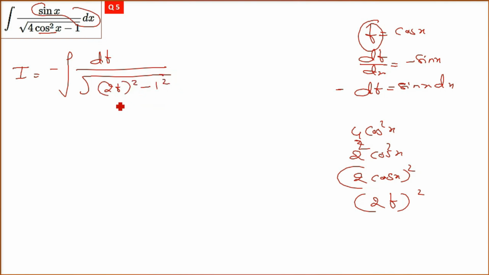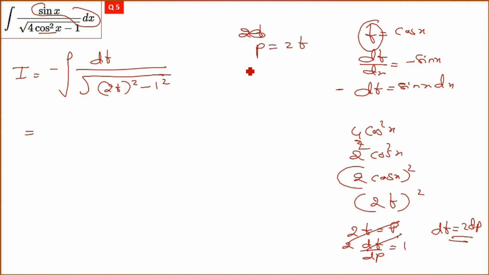But still there is one catch. We could have taken this 2 cos x equals t. It would have been better. But since we have already taken t equals cos x, we have another way to get things resolved easily. This is the way I am showing you, but there is another way we can solve it. I'll show you that. I am putting 2t equals p. It is better to take p equals 2t.